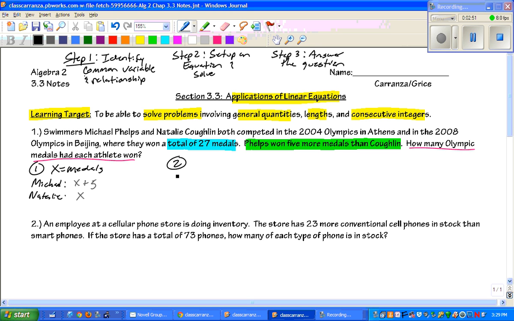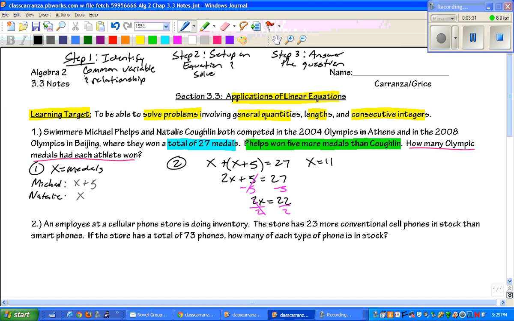Step 2, set up and solve the equation. If we add those together, Natalie plus what Phelps is, that's going to equal 27. So add or combine the like terms. Get your variable by itself using SADMAP. And the last step would be to divide. When you do that, we get X equals 11.